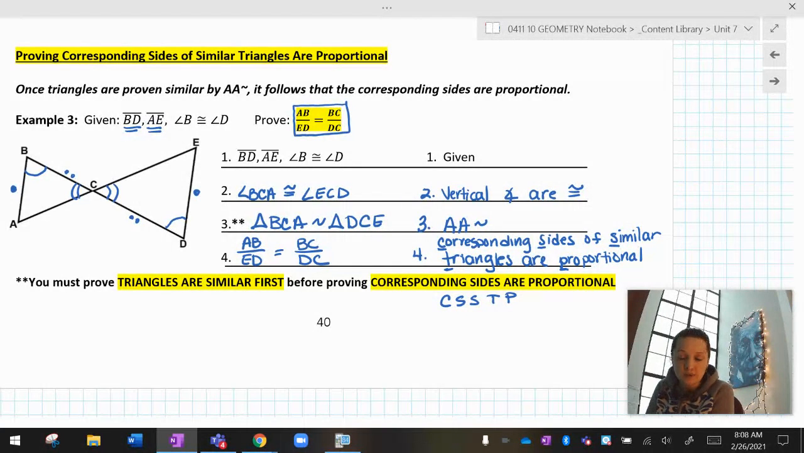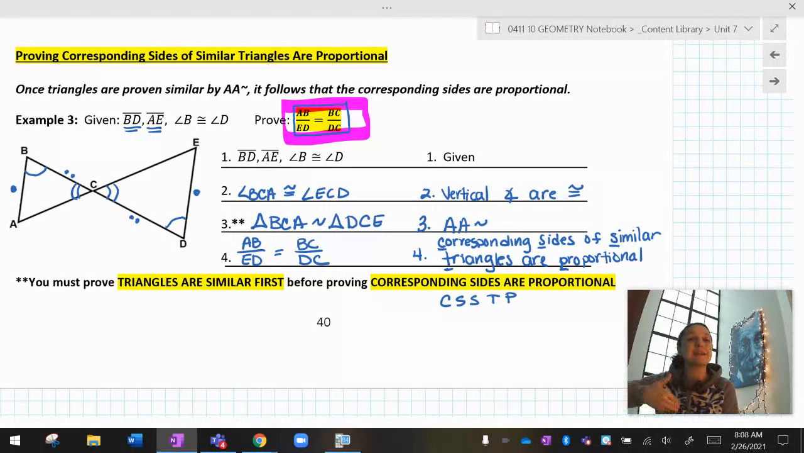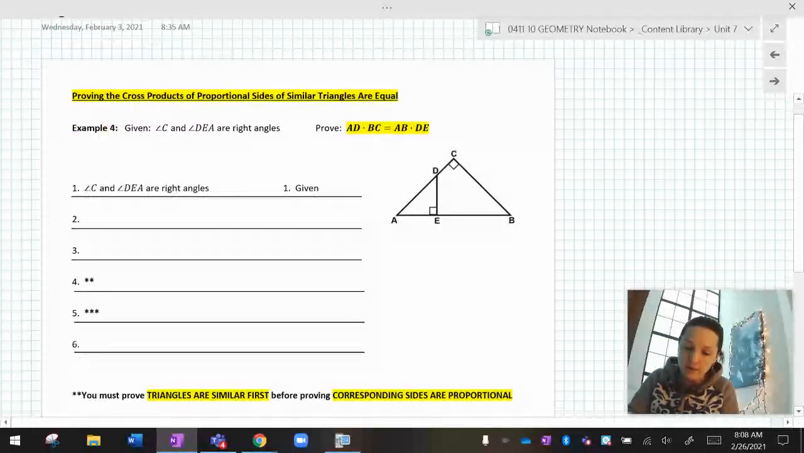Now, what do I need you to see from this? I need you to know that if, in a proof, you are ever asked to prove that sides are proportional, you need to think about that proof backward and say, wait a second. I'm only going to have proportional sides if I have similar triangles. So let me get there first and then finish off with proportionality using CSSTP. All right, so I talked through it. Let's do it again here.